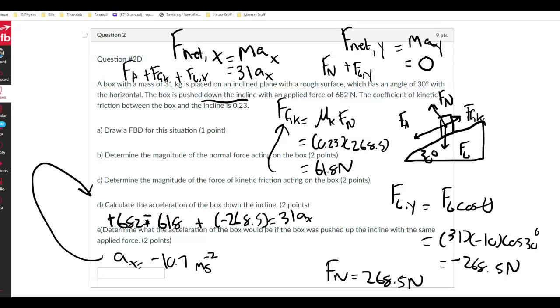So now we have positive 682 minus 61.8, and minus Fgx, which is still down the incline. If I do all that and divide by 31, for E, I get ax equals a positive 11.3 meters per second squared. Most people did fine on this step. Some people didn't show enough work, and some people just completely messed up on the signs. They had Fa as positive, even though it says in the problem it's being pushed down the incline. Pause it there if you need to look at that some more.